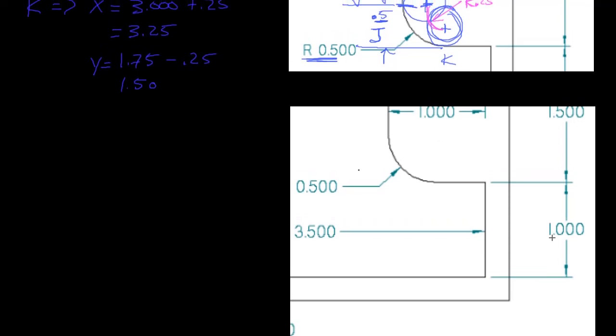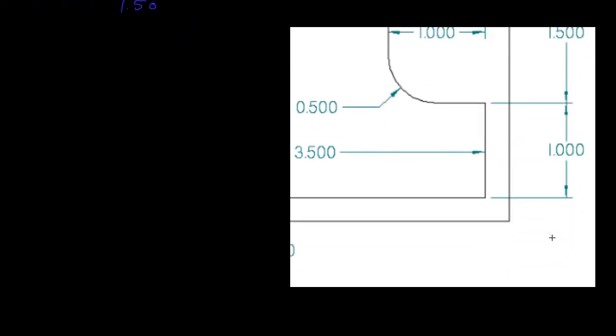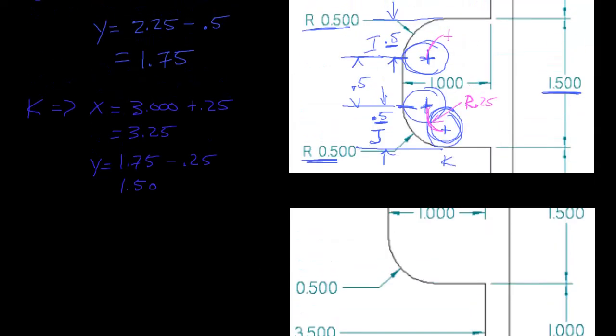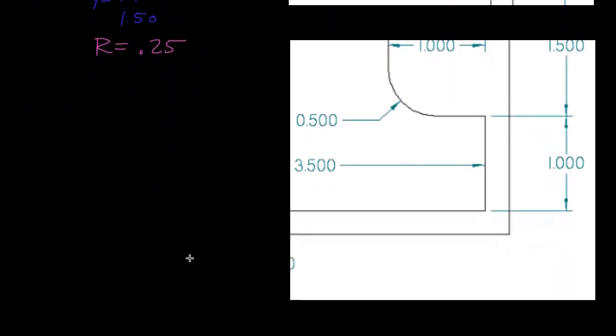Okay, so let's look at this corner right here. We were at K here, so here's K. Oh, and I forgot the radius here. I don't want to forget the radius that goes through point J and K. So R is equal to 0.25 inches. Okay, so all right, we have point K right here.